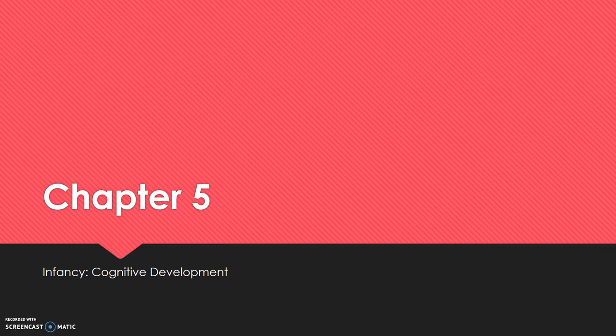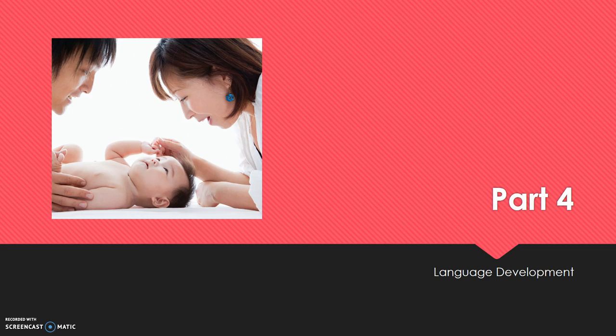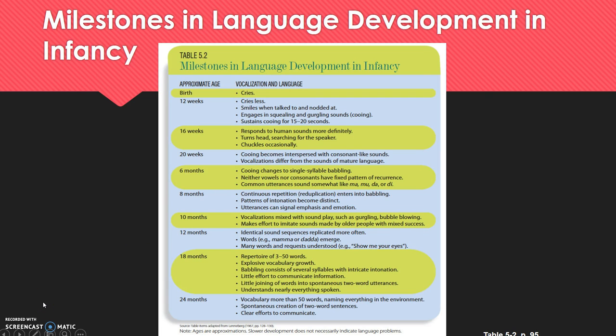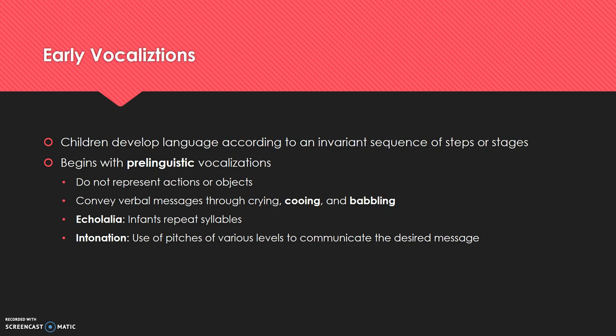Okay, moving on in chapter 5, we're in the last section here, part 4, language development. So let's take a look at what we know about language development and how that happens in infancy. All right, now early vocalizations, this is a big deal. And if you want to follow along, you can look at table 5.2 in your book on page 107. And it's on the next slide here, but you can take a look at it in your book as well.